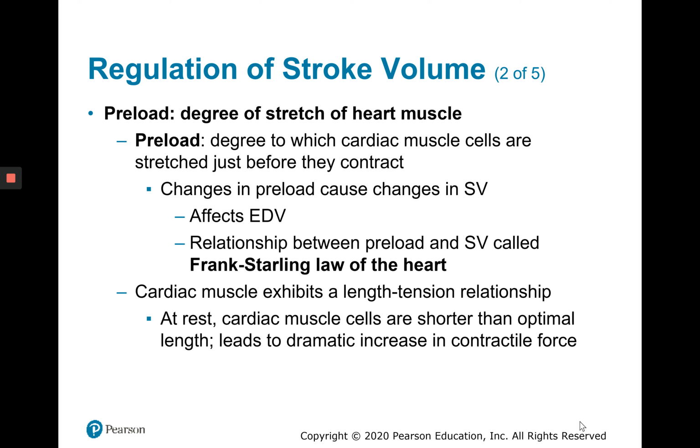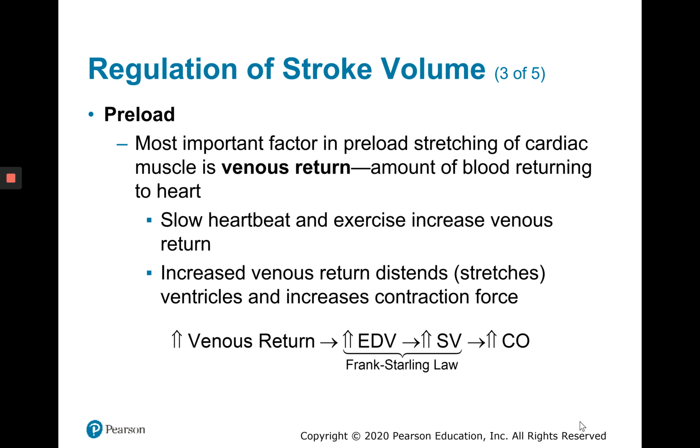Because when EDV increases, which may be affected by changes in preload, stroke volume increases. Cardiac muscle cells actually exhibit a length-tension relationship because at rest, cardiac muscle cells are shorter than optimal length, and this leads to a dramatic increase in contractile force if they are stretched prior to ventricular contraction. The most important factor in preload is definitely the stretching of cardiac muscle cells via venous return.